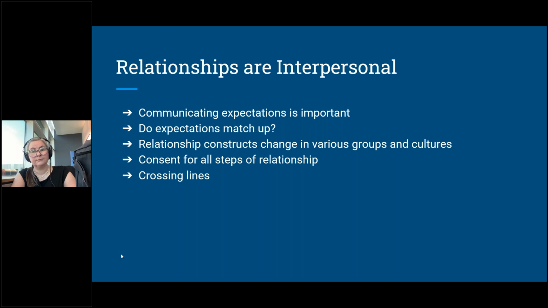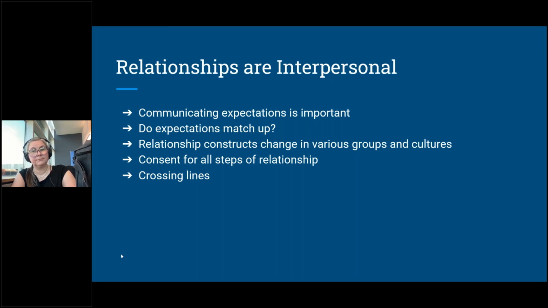And just because we have consent one time for something doesn't mean you can assume you get consent for that same thing next time. So for example, you had a kiss and it was nice. You should still ask to kiss that person next time, because you can't assume that they always want to kiss just because they kissed once.